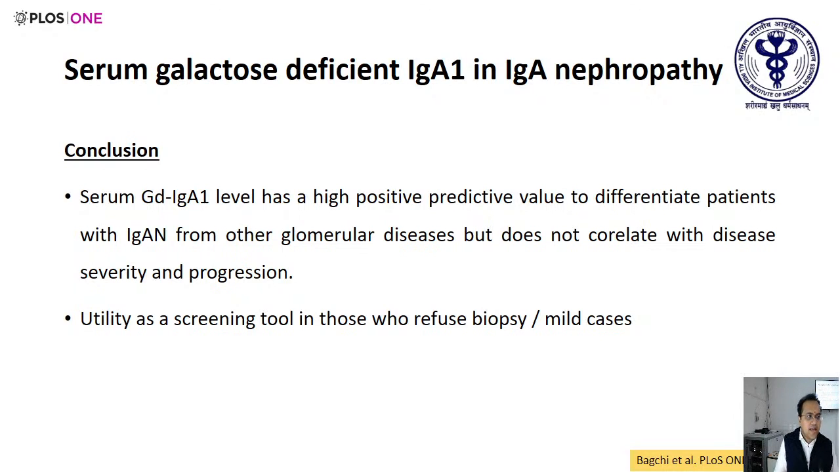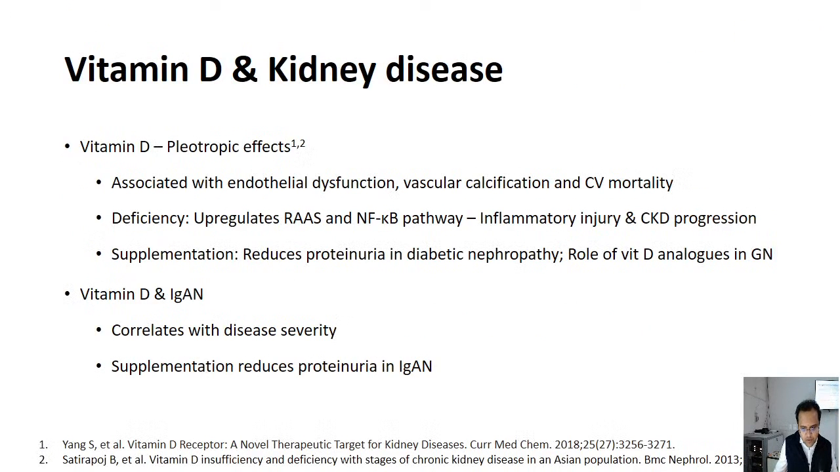So overall, galactose deficient IgA had a positive predictive value to differentiate patients of IgA nephropathy from other diseases, but still it is not a very valid prognostic tool at present from the studies that we could see. Probably it has a utility as a screening tool in those who refuse biopsies or in mild cases because it becomes a non-invasive tool. Probably we'll need more studies, a larger study to come in.